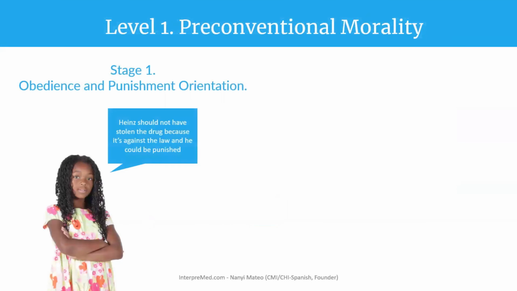In stage 1, morality is imposed by figures of authority, and they hand down rules that children must follow in order to avoid punishment. A child may respond that Heinz should not have stolen the drug because it's against the law, and Heinz could face punishment. What the authorities allow and whether or not Heinz is punished determine whether or not an action is right or wrong.